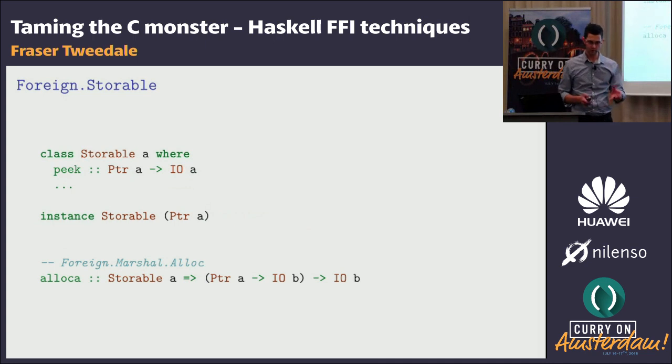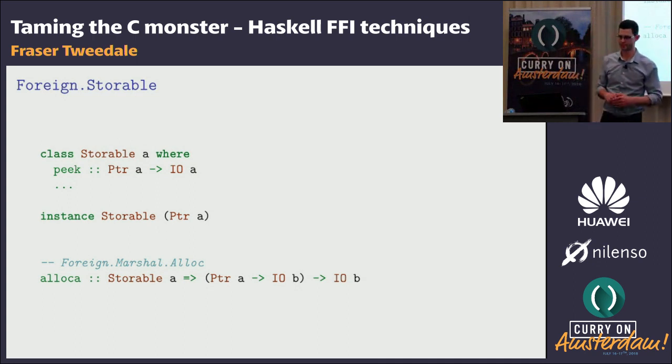A Storable instance defines the mapping between a foreign struct and a native Haskell data type. It has a bunch of functions. The one that we're interested in today is peek, which has the type Ptr a to IO a, which is, here's a pointer to a value of some struct type, please give me a Haskell representation of this data type.